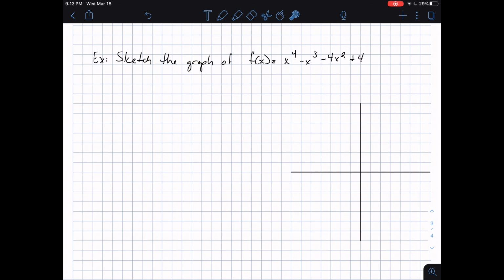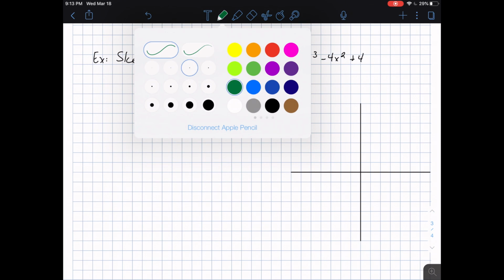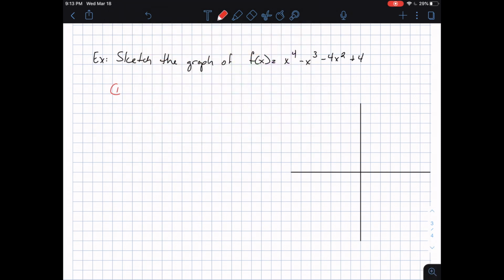So our second example here, sketch the graph of x to the fourth minus x cubed minus 4x squared plus 4. Same deal. If you want to pause the video to work on it on your own, you are more than welcome to, but I'm going to go right ahead and jump in.